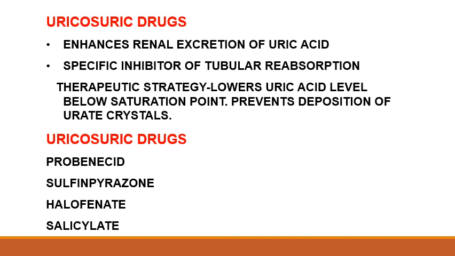The uricosuric drugs enhance the renal excretion of uric acid. So they are the specific inhibitors of tubular reabsorption. And the therapeutic strategy is to lower the uric acid levels to below the saturation point, which will prevent the deposition of the urate crystals. Some examples of uricosuric drugs are the probenecid, sulfinpyrazone, halofenate, and salicylates.